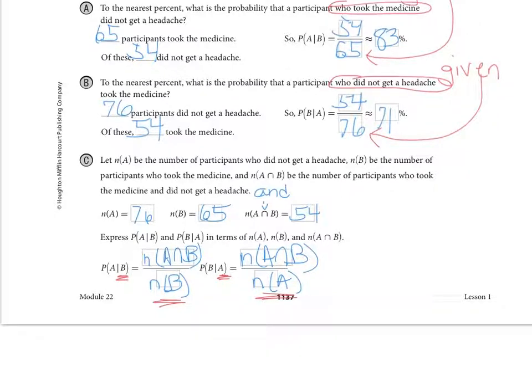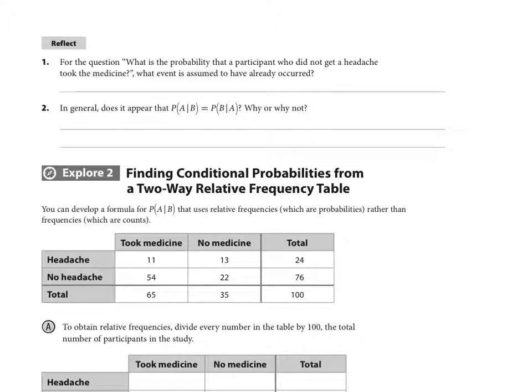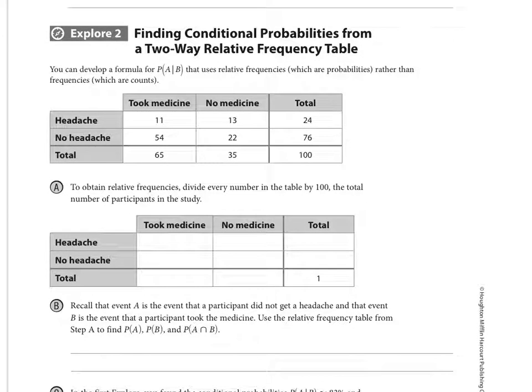Let's go to the next page. And on the next page, all I really want to emphasize to you in Explore 2 is that you can develop a formula for the probability of A given B that uses relative frequencies, which are, of course, probabilities, rather than frequencies, which are counts, which was the information we were using in the first part of this lesson. We were just talking about the number in each section rather than the probability. And this is just really interesting. It doesn't really take the math in any different direction, so I'm going to skip right over into the next video here.